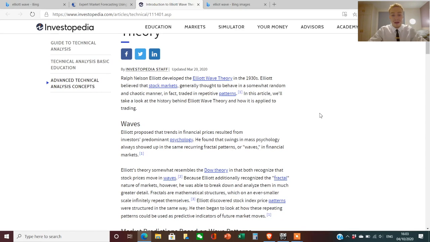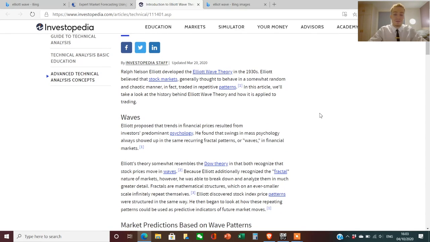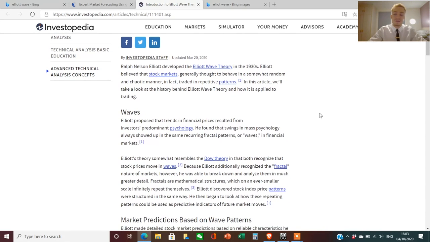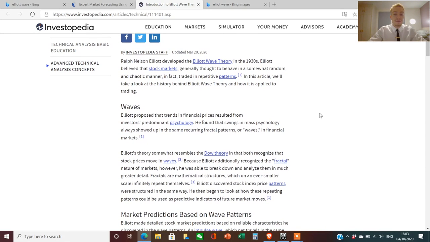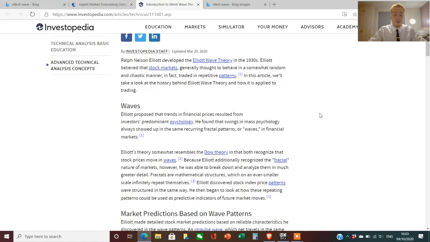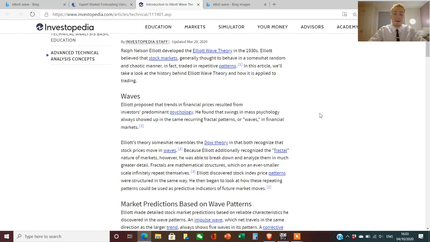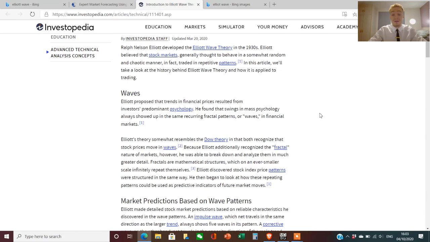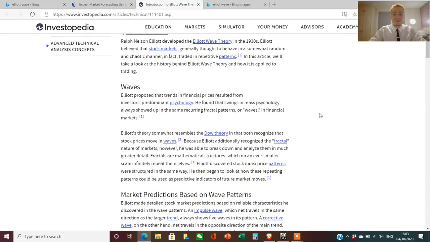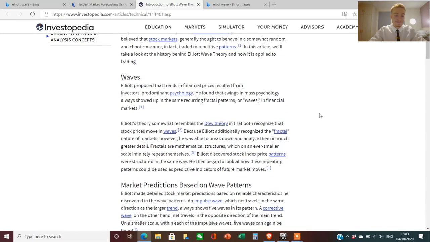Ralph Nelson Elliott developed the Elliott Wave theory in the 1930s. Elliott believed that stock markets, generally thought to behave in a somewhat random and chaotic manner, in fact traded in repetitive patterns. This article will take a look at the history behind the Elliott Wave theory and how it is applied to trading.